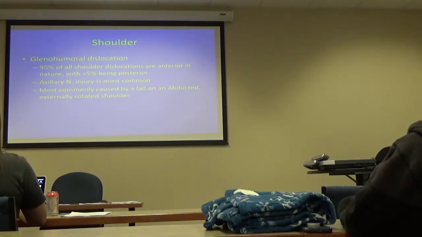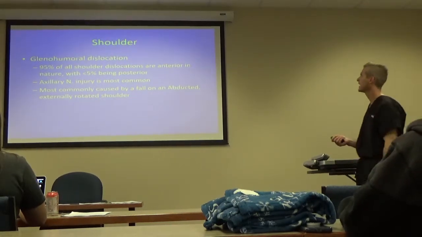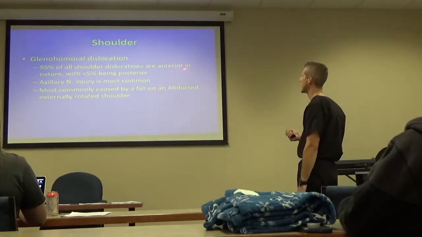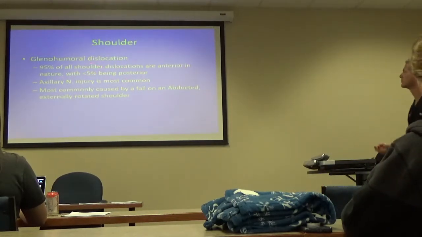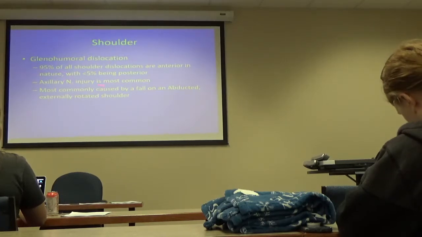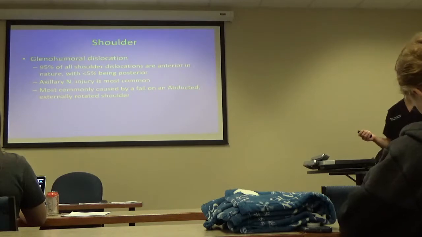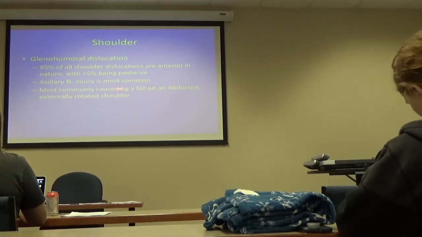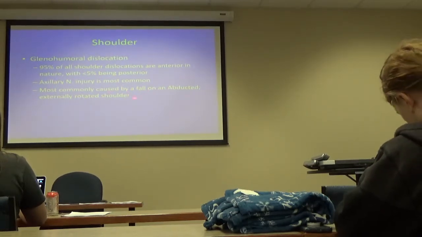Glenohumeral dislocation, shoulder dislocation. So 95% of all shoulder dislocations are anterior in nature, with 5% being posterior. Axillary nerve injury is the most common nerve injured, most commonly caused by a fall on the abducted, externally rotated shoulder.